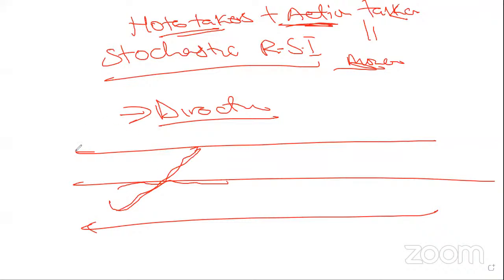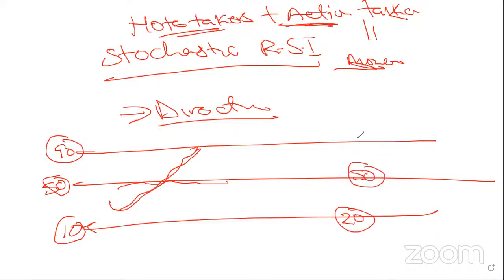We are going to set up this indicator, and on top you have two choices. One, put this lower one to 10, this middle one to 50, and this upper one to 90. Or you can set this lower one to 20, this middle one to 50, and this upper one to 80.